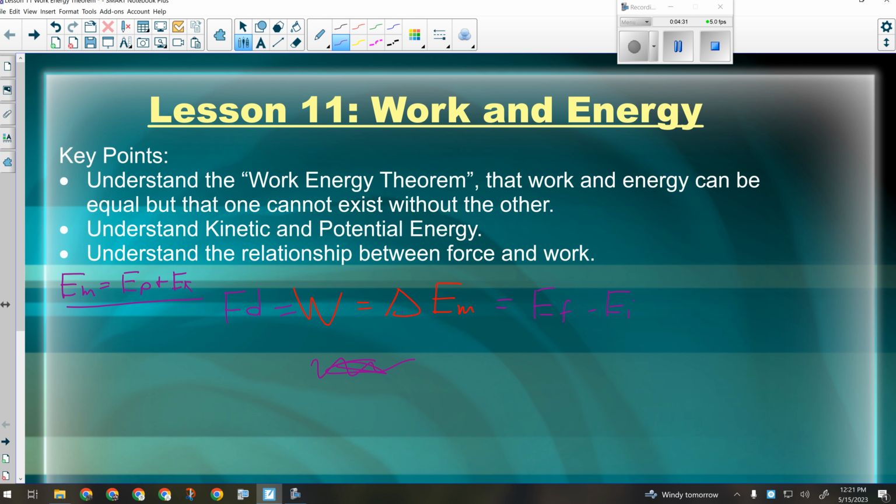Okay, everybody all right with that idea? That's work energy theorem in a nutshell. Okay? Work is dependent on the change in energy, the force exerted, and the distance over which the force is exerted. Okay? All right.